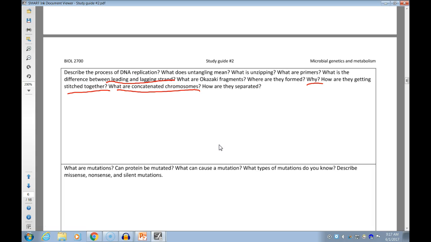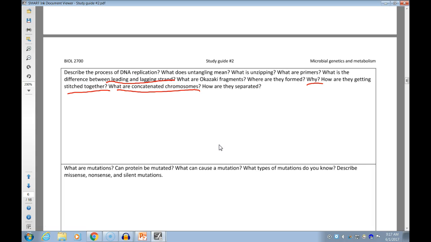What are concatenated chromosomes? As far as I know, when they're separated, this is called catenated. Okay, two circular chromosomes locked into each other, right? And then topoisomerase separates them.